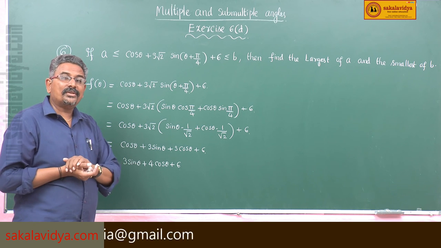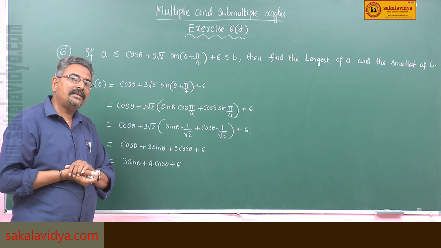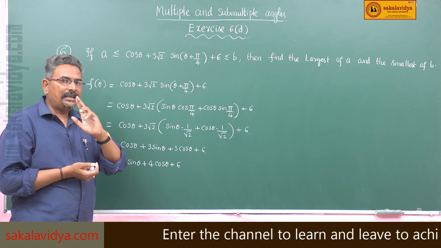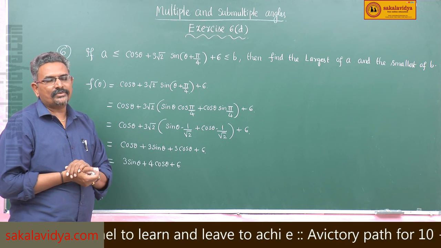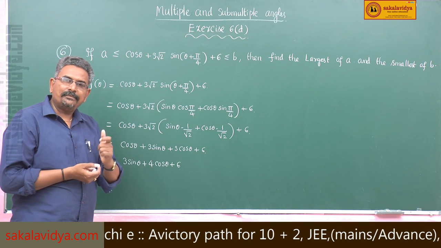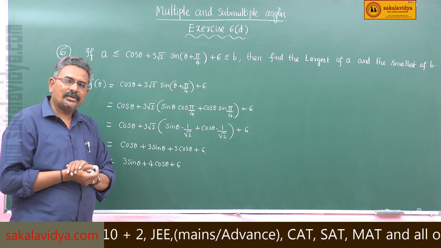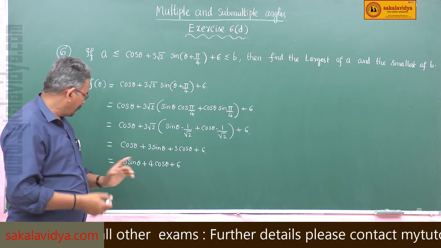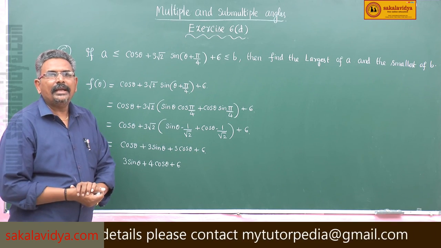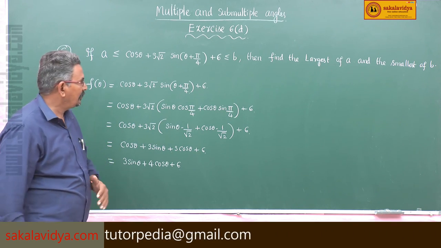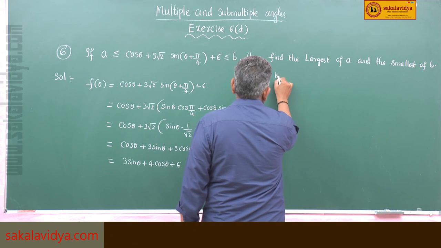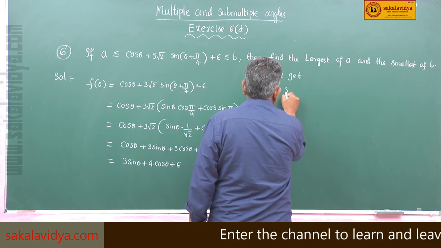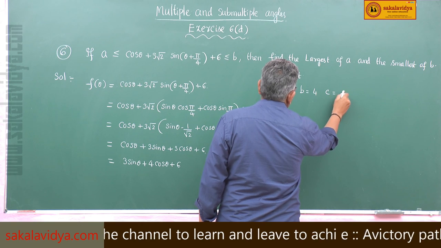What are the extreme values of a sin theta plus b cos theta plus c? Already in the earlier session we have discussed. The minimum value is equal to c minus root of a square plus b square, whereas the maximum value is equal to c plus root of a square plus b square. That means, in order to find those values, first comparing with a sin theta plus b cos theta plus c, we get here a equals 3, b equals 4, c equals 6.